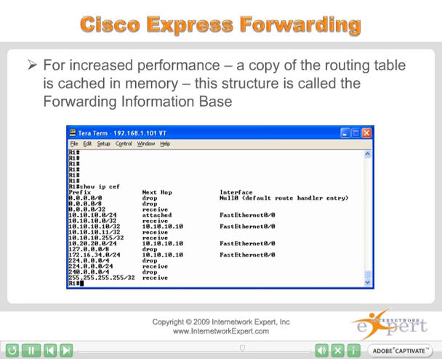You might ask, is there anything more in memory for this Cisco Express Forwarding to function? And yes, there is. There is basically a copy of the ARP cache information, also in memory, and this is called the adjacency table. So what you end up with is everything that the router needs to route right there in memory for the most efficient possible routing on these Cisco devices.